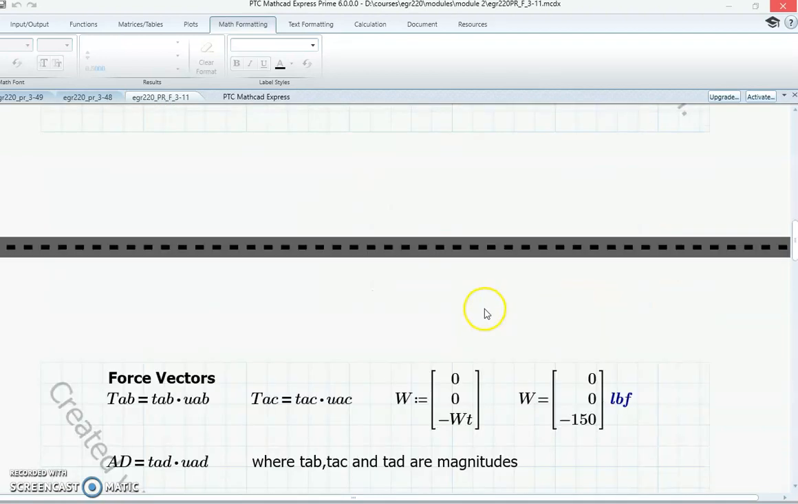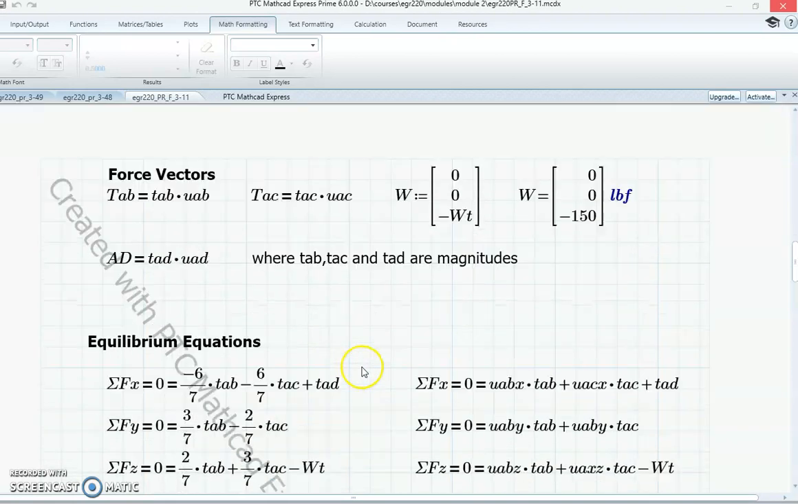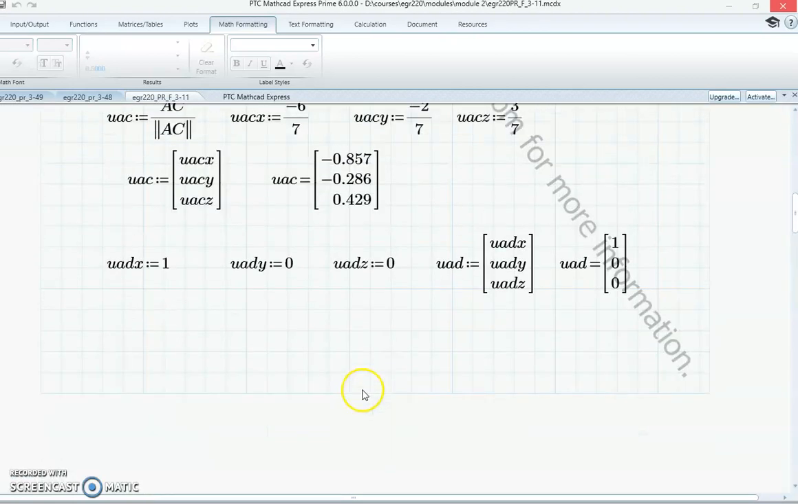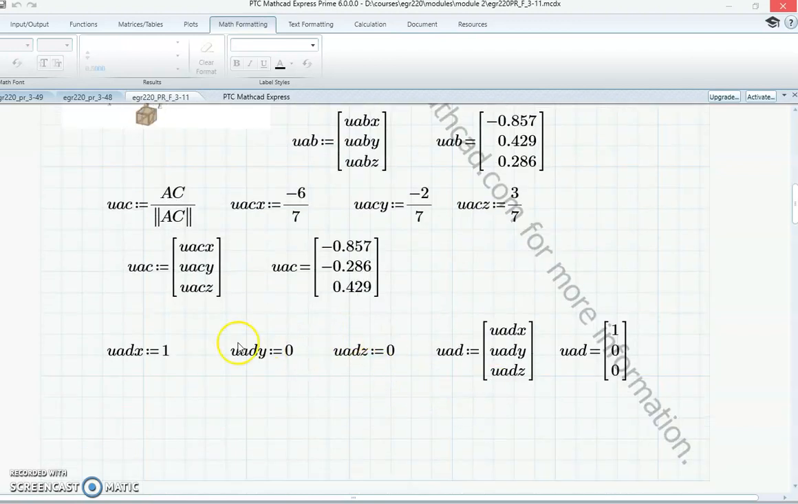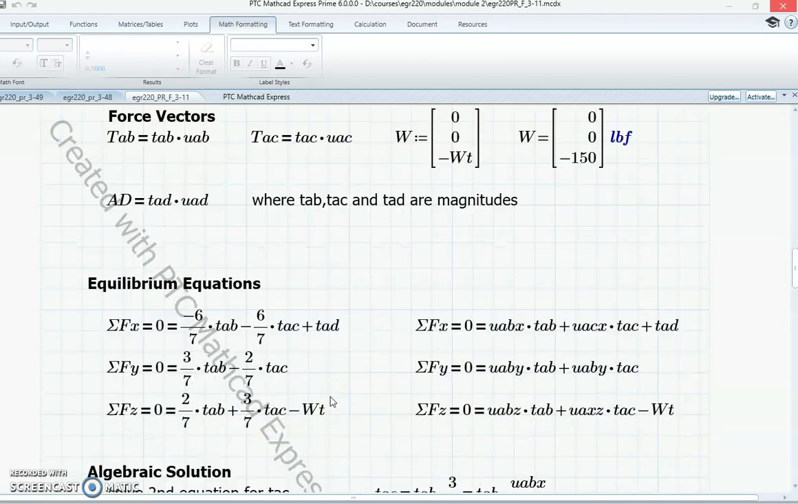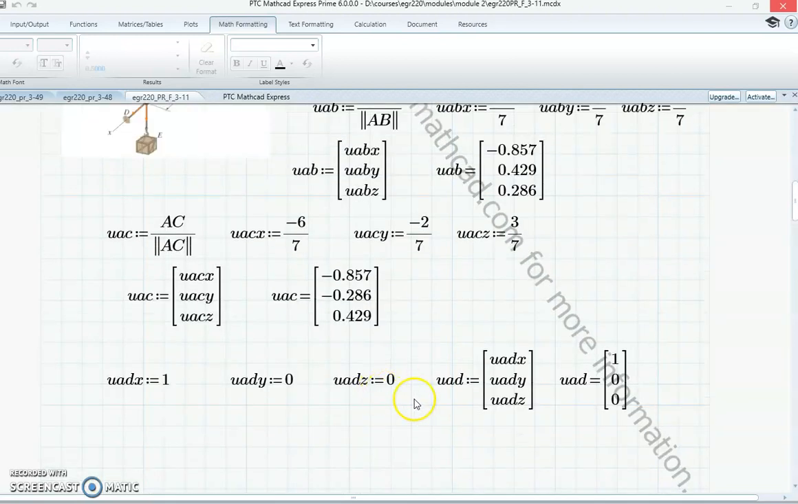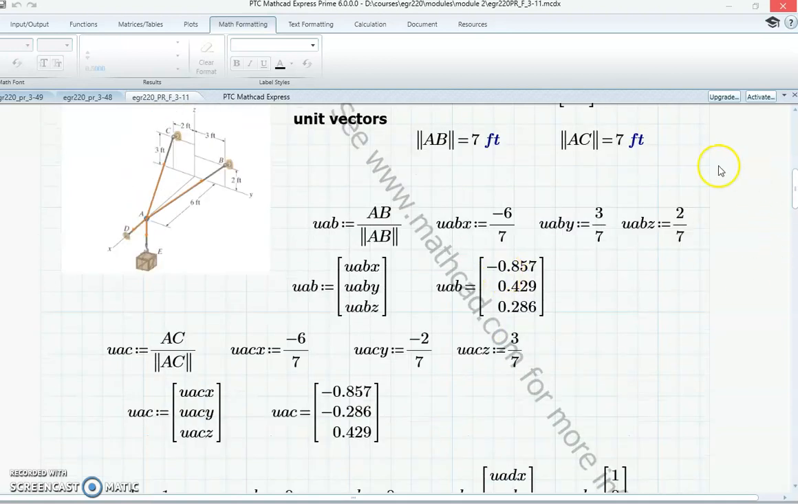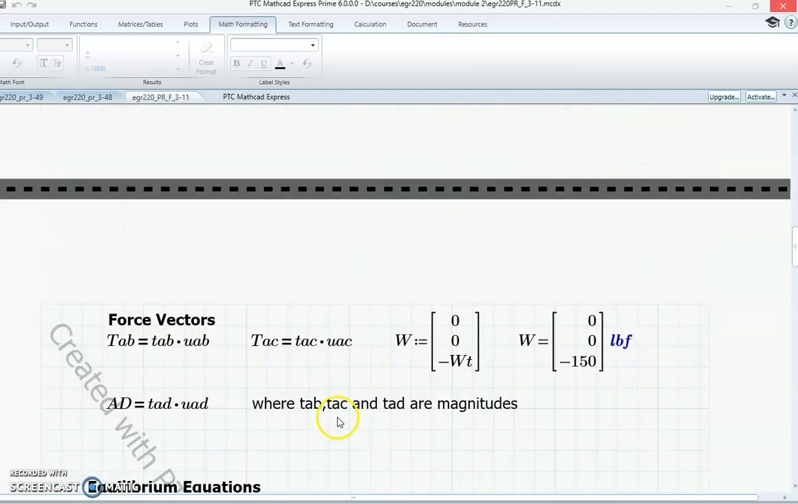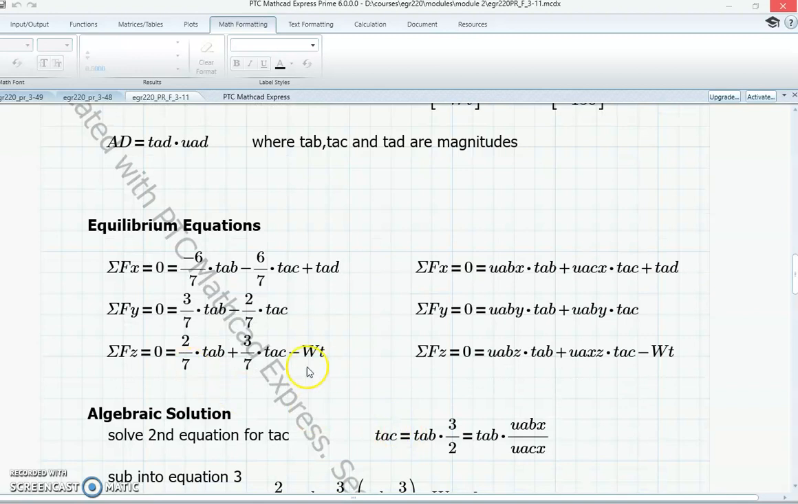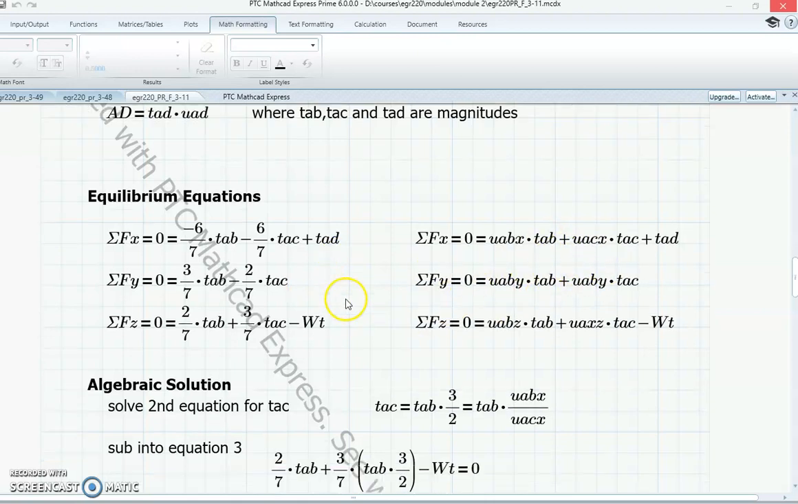There's the vector. In the Y direction, all we really had was AB and AC. So 3 sevenths and a minus 2 sevenths, and that one didn't have a Y part, and the weight doesn't have a Y part. And then the third one's the Z. So the Z part of this one is 2 sevenths. So 2 sevenths TAB, 3 sevenths TAC, and nothing for UAD, but we do have the weight minus WT. All my symbols should be positive numbers if I draw my pictures right. If you want to do it in terms of unit vectors, you can do it there.